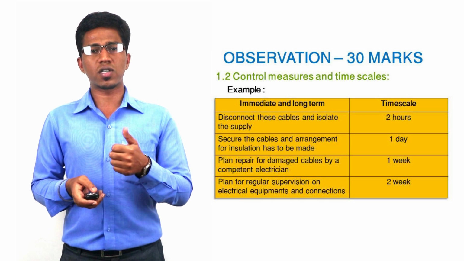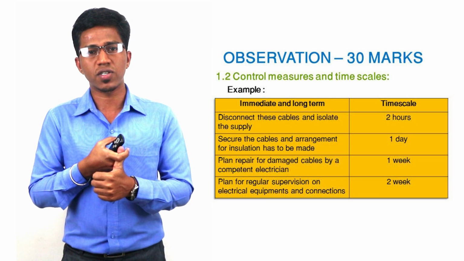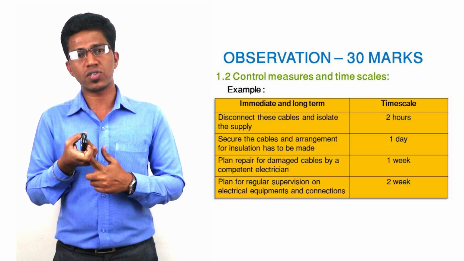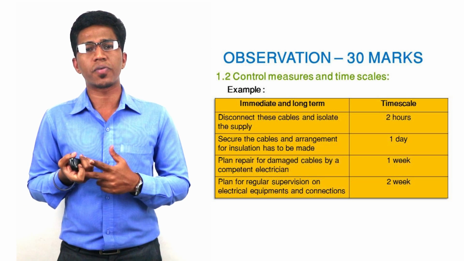So here's your observation, a quick recap. You identify the unsafe act or the unsafe condition, and then you write the control measures, the corrective and the preventive measures, and give the appropriate time scales.